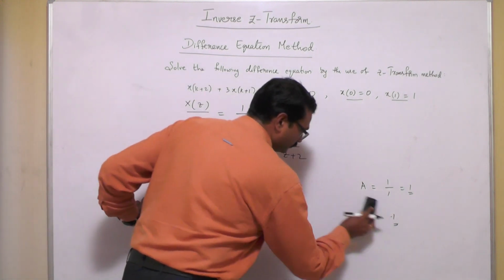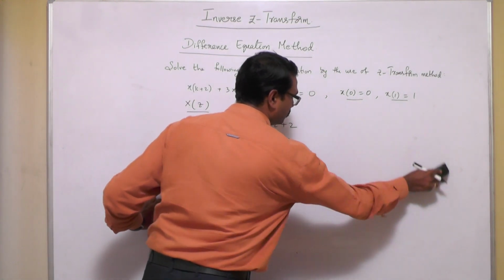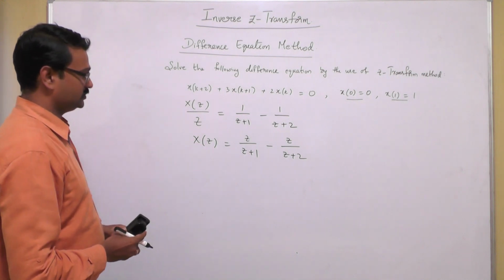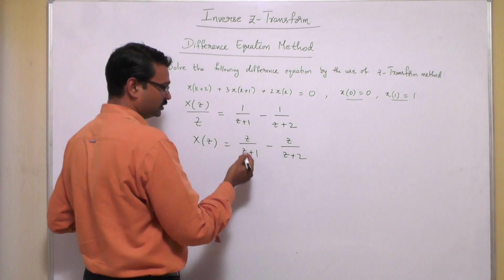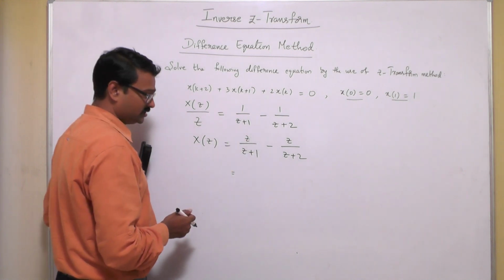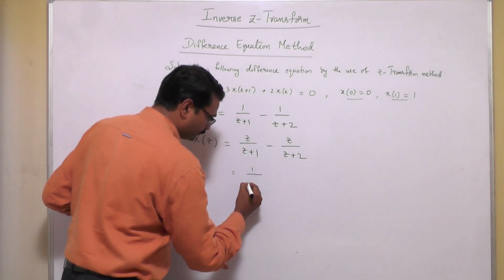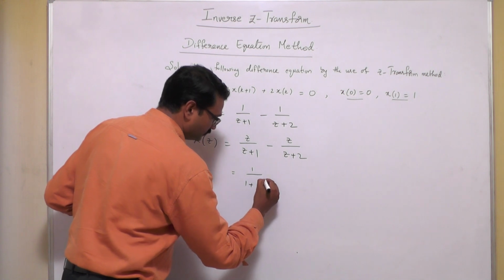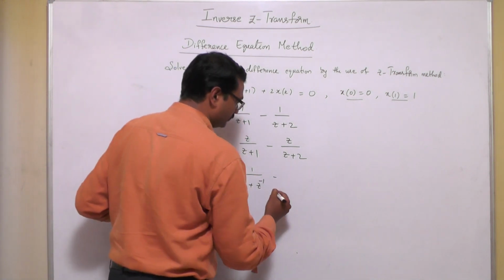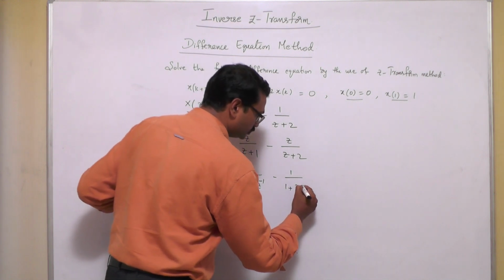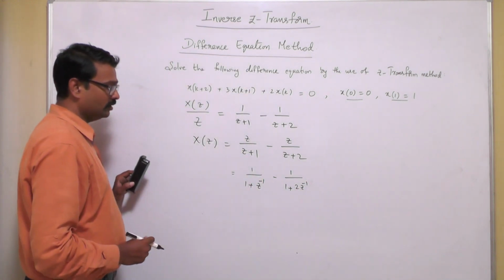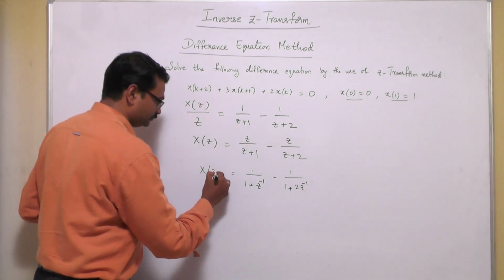Now here is the point where we will have to apply inverse z transforms. If I divide throughout both numerator and denominator by z, I have 1 by 1 plus z inverse minus 1 by 1 plus 2z inverse. That is x of z.